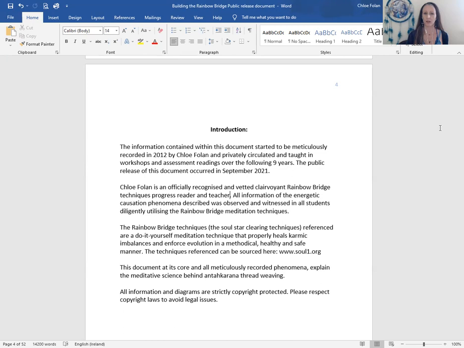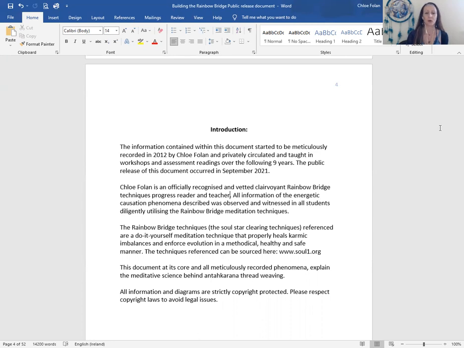A lot of care went into meticulously recording the phenomena. So I hope that does come through in my work, that this is not a booklet that was channeled in 2 weeks and chucked out there. This booklet contains information that was meticulously and very patiently recorded over 9 years. And the phenomena described was witnessed in students consistently utilizing the Rainbow Bridge techniques, the soul star clearing techniques.